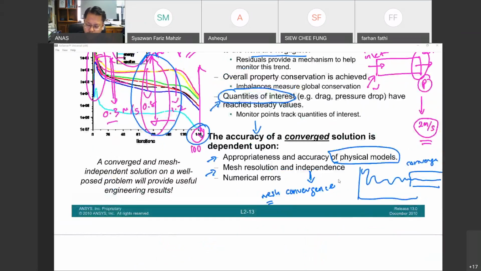So remember, the accuracy of the converged solution depends on three things: appropriateness and accuracy of the physical results, mesh resolution and independence, and of course numerical error. Numerical errors depend on what we're going to cover later on, the partial differential equations. Basically, the values that you set in the physics of the model. So make sure you understand these two parts.